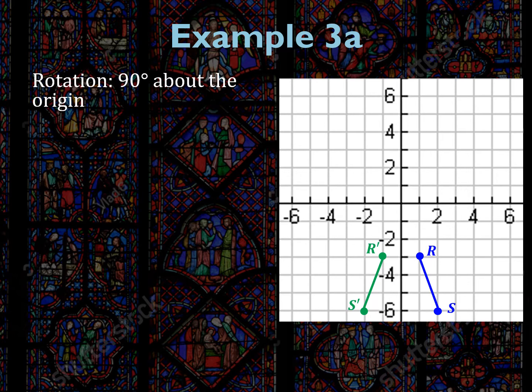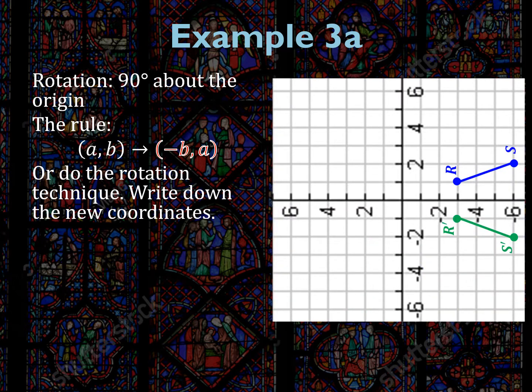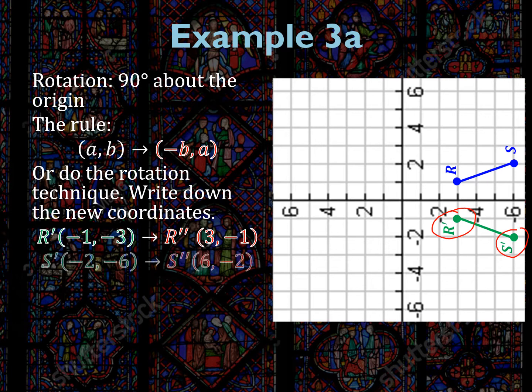So 90-degree rotation about the origin means the green segment is going to go over there. So the rule is a comma b becomes negative b comma a, or you can do the rotation where you are going to rotate the paper, which is what I'm going to do, and write down the coordinates of R prime and S prime as if the graph were right side up. So here's the new coordinate. Here's R prime. R prime looks like it's at 3, -1. So R double prime is going to be at 3, -1. S prime is at 6, -2, which means S double prime is at 6, -2.